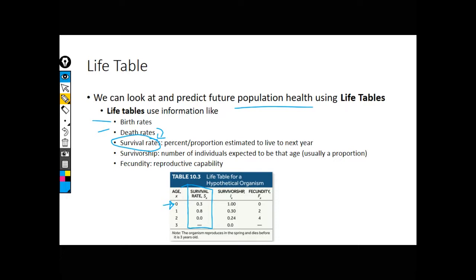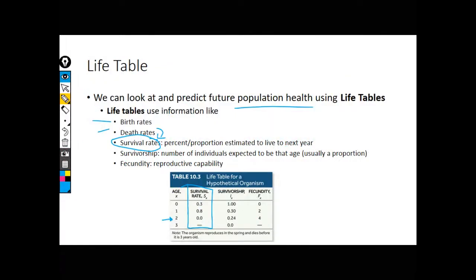Everybody see how I read that? I can do that for the next year. Look at age 1. I can read that and say 80% of the individuals that are age 1 will survive to age 2. I'm bigger, I'm more likely to survive. What's happening at age 2? If I read the next row, how would I read the next row? 0% survive. Age 2 is our cap.